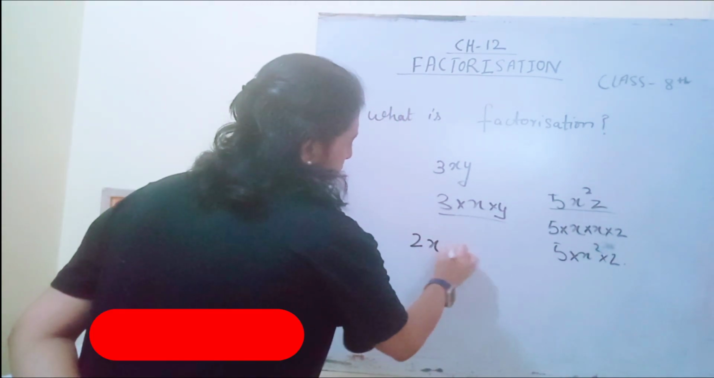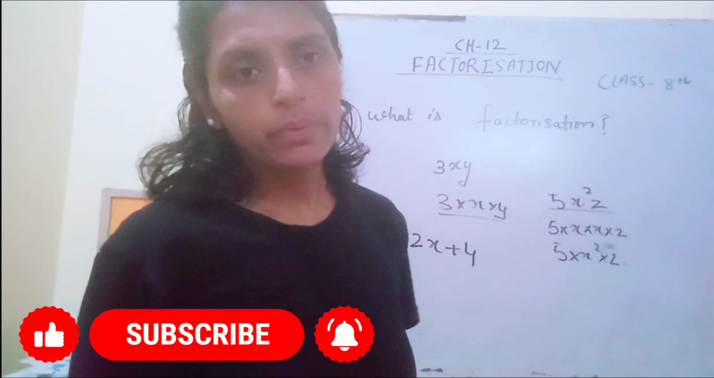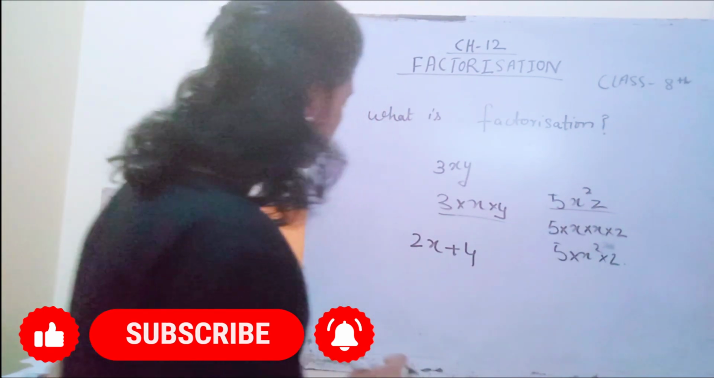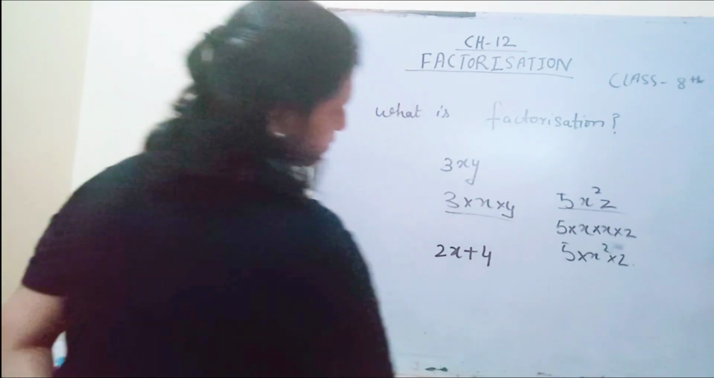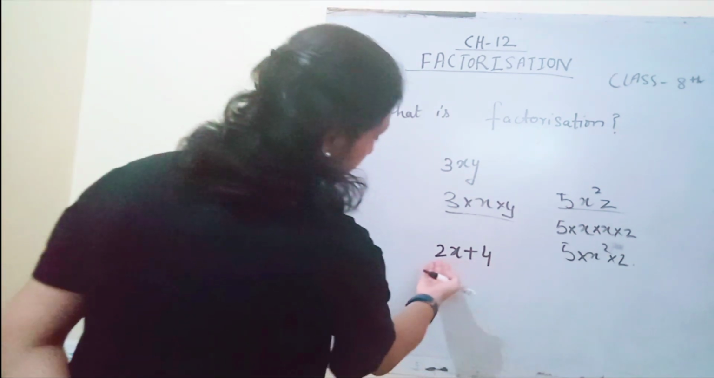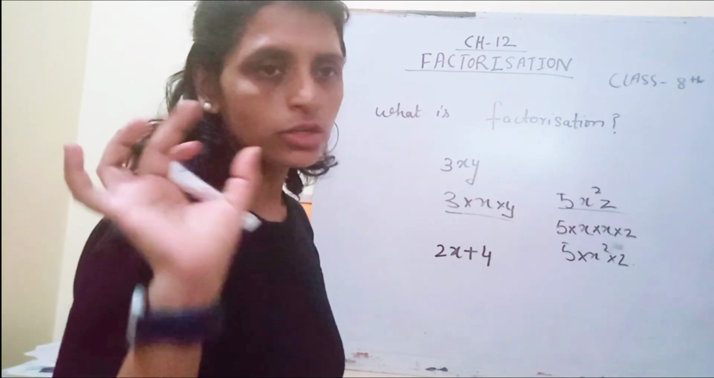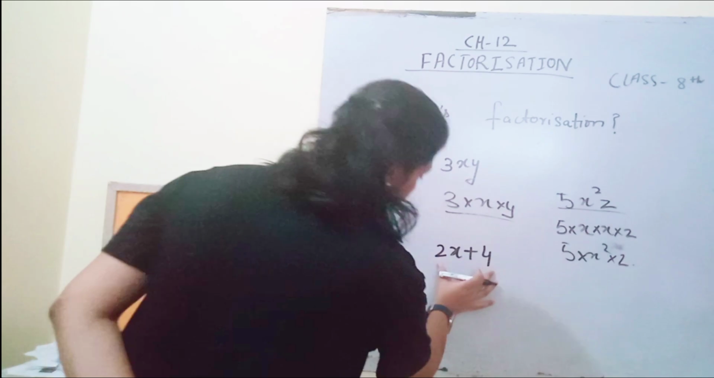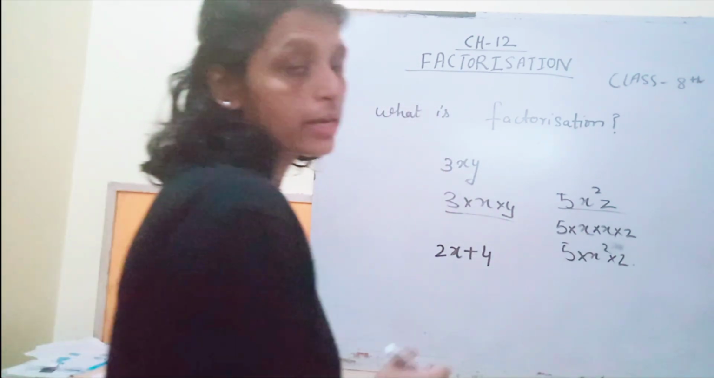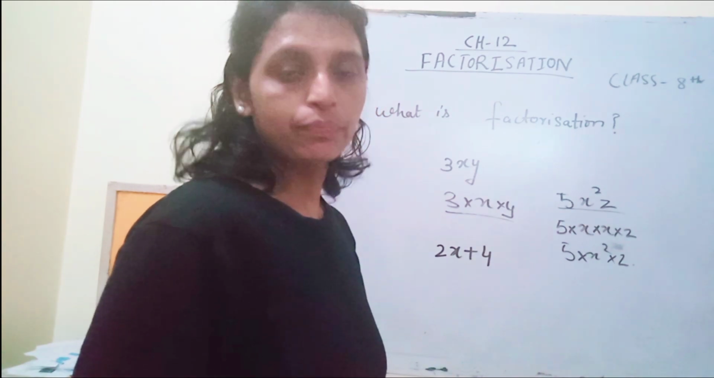लेकिन कुछ algebraic expression जो आपके mathematical operation से join होते हैं, कुछ algebraic expressions जैसे 2x plus 4, इसके क्या क्या factors हैं, इसको make out करना थोड़ा सा tricky हो जाता है. Okay, so how to write this algebraic expression in the form of the product of its factors.